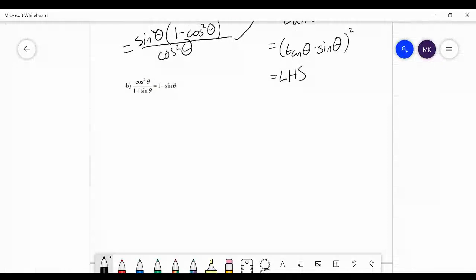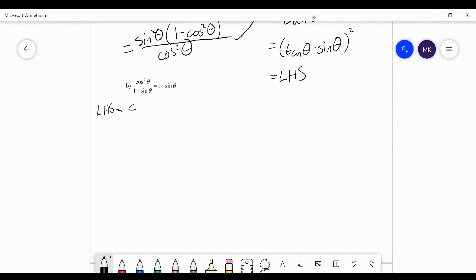Now, let's scroll down. Let's do this again. Now, every time it's going to be different because every identity is different, right? It's not going to be the same exact steps and processes every time. So what I want to look at here is what has the most to do. Look at this right-hand side. I have 1 minus sine theta. There's really nothing I can do with that, right? There's no squares. There's nothing like that. So I'm not going to use that. I'm going to start this time with the left-hand side.